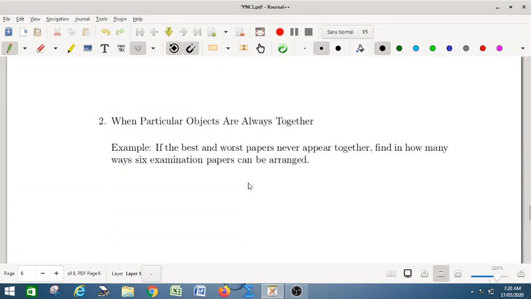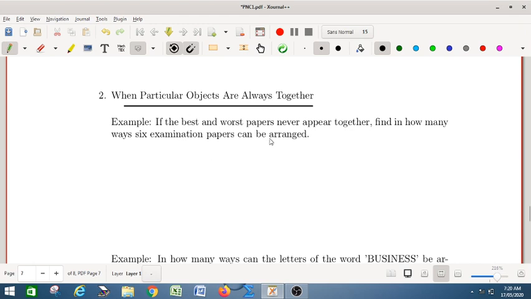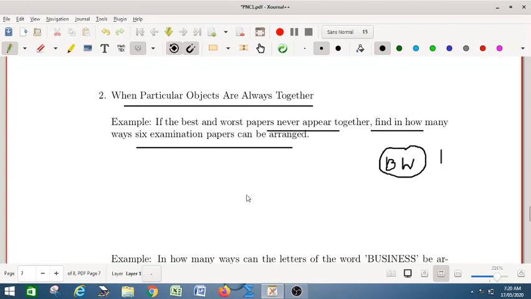Now there are some cases when particular objects are always together. So I am talking about some examples. Suppose the best and the worst papers never appear together, find in how many ways 6 examination papers can be arranged. If you take the best and worst paper together, it will be taken as 1. Then the number of papers will be 5.